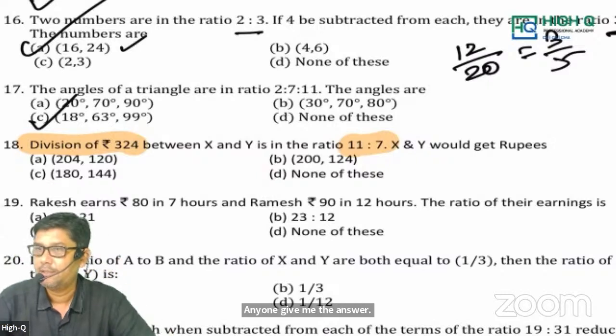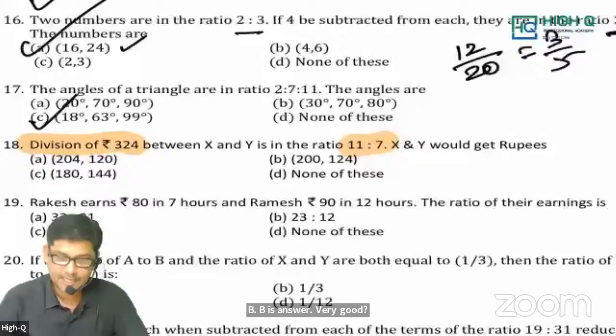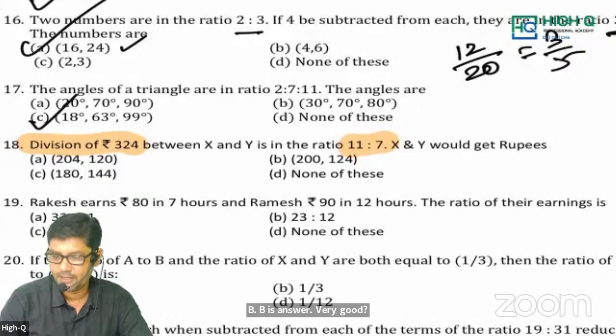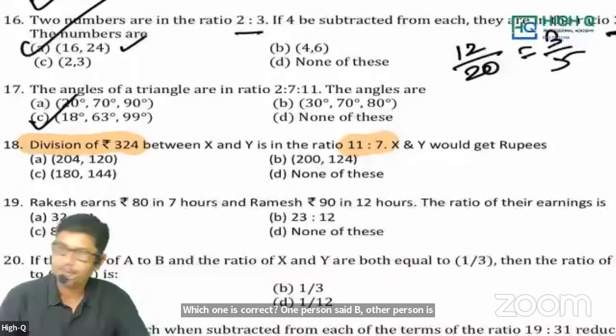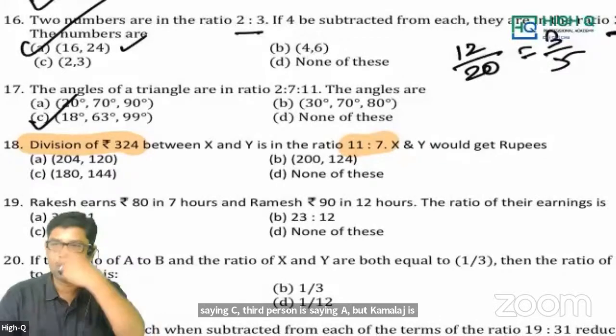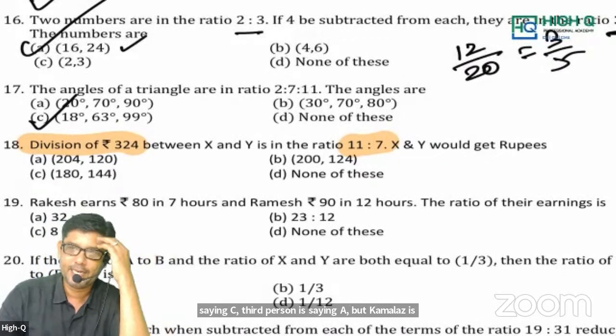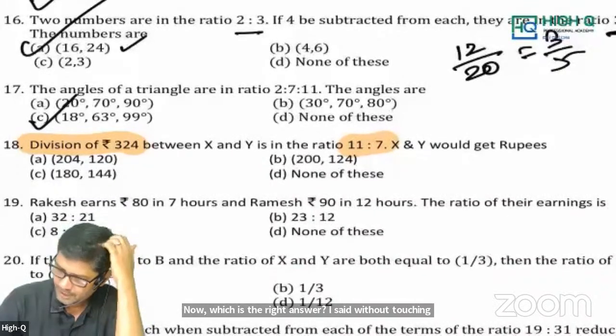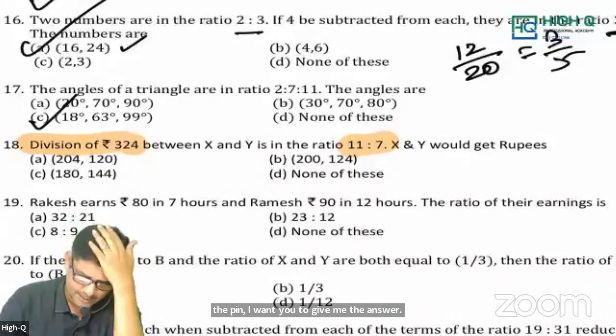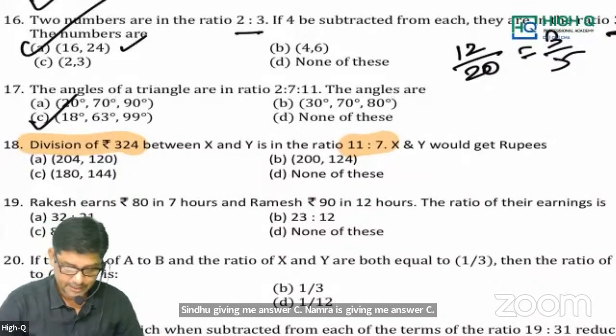Very good. Kamalnath is saying it is none of this. Which one is correct? One person said B, other person is saying C, third person is saying A, but Kamalnath is saying C, D. So all four options have come out. Now, which is the right answer? I said without touching the pen, I want you to give me the answer. Sindhu is giving me answer C, Namra is giving me answer C. Which answer? I don't know.